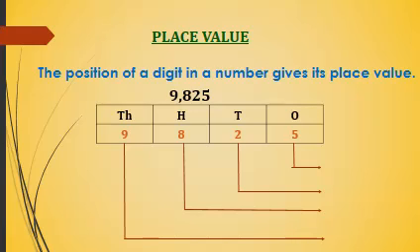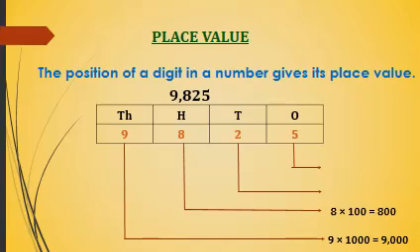Now let us have a look at the place value of each digit. Here the digit 9 is in thousands place. It means there are 9,000. Therefore the place value of 9 is 9 into 1000, 9,000. The digit 8 is in hundreds place. It means there are 8 hundreds. Therefore the place value of the digit 8 is 8 into 100, 800.